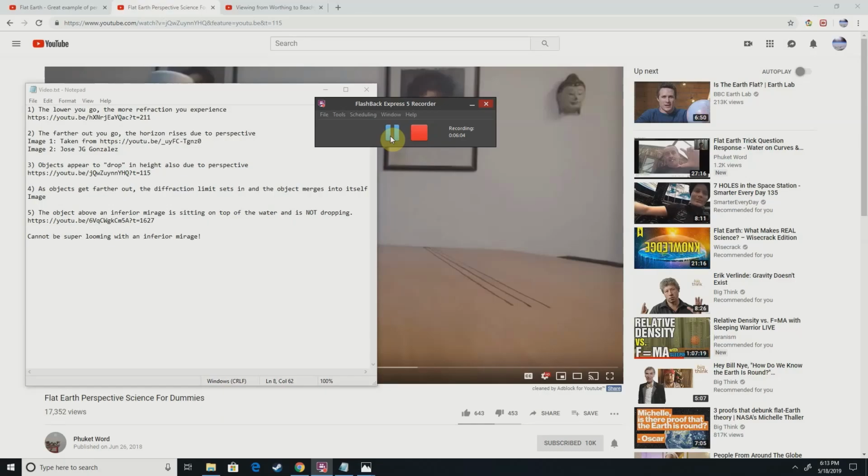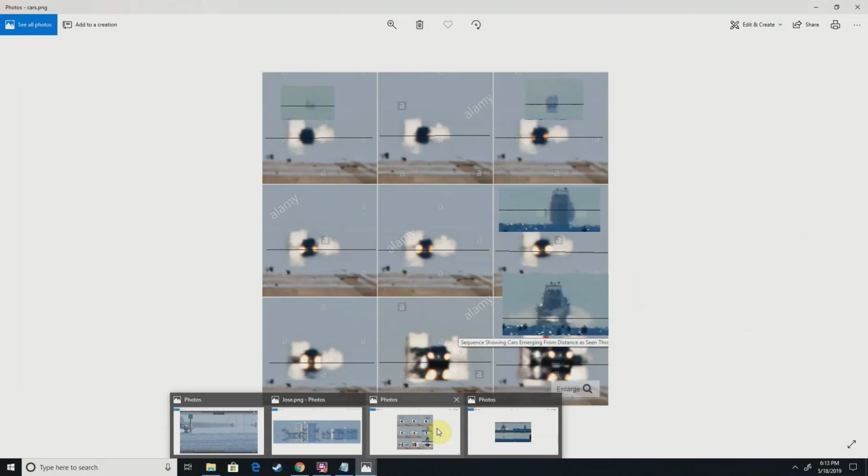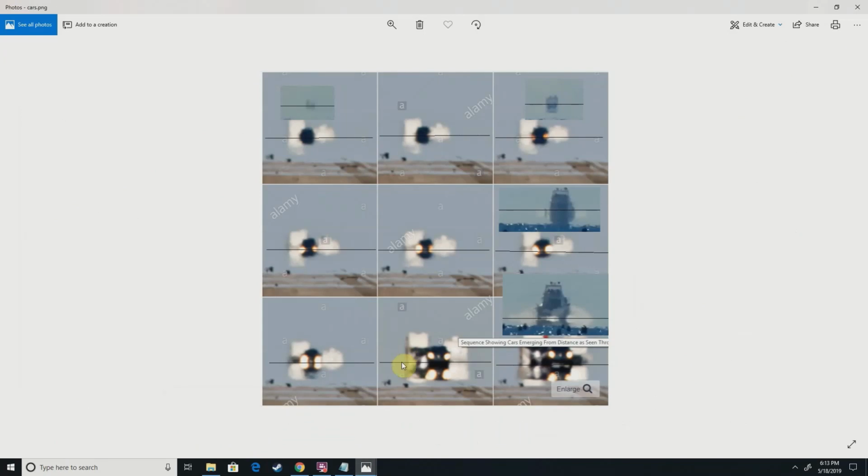And lastly, number 5: the object above an inferior mirage is sitting on top of the water and is not dropping. So let's take again a look at a couple of pictures. This picture is showing a car coming at the cameraman from an unknown far distance, maybe 3 miles, 4 miles, and then coming in each subsequent shot closer, closer, closer. So we can really deduce a lot from this image.